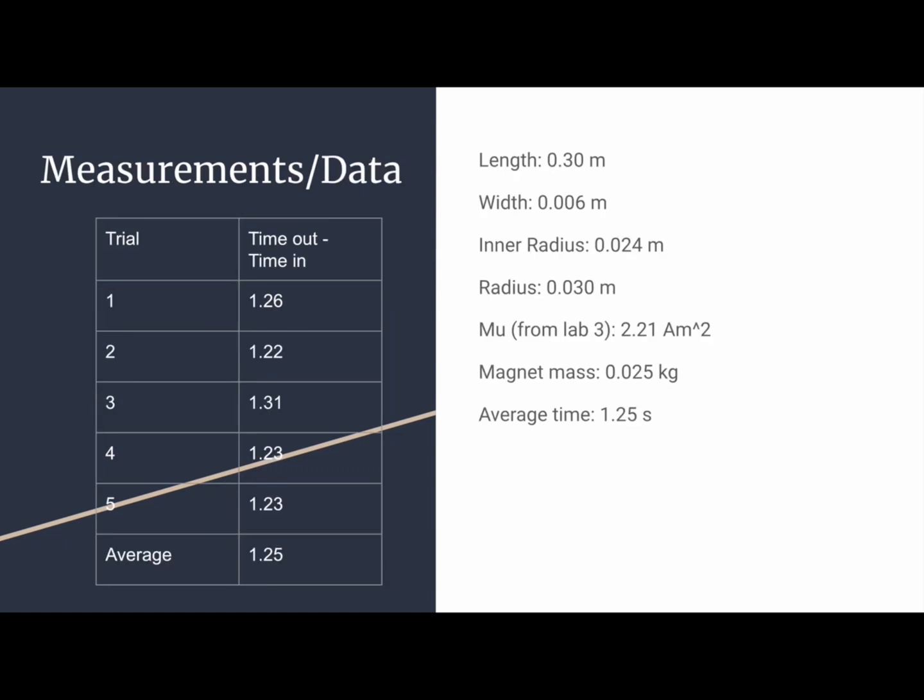Here are my measurements and data. All of the important measurements for the tube and for the magnet are shown to the right, and then the times for each trial are shown in the table on the left, with the average being calculated at the bottom.